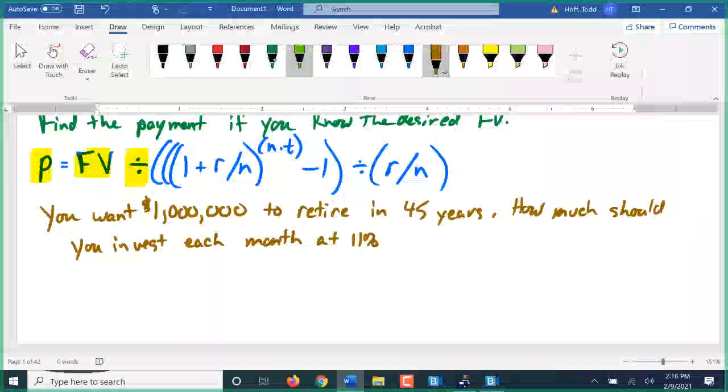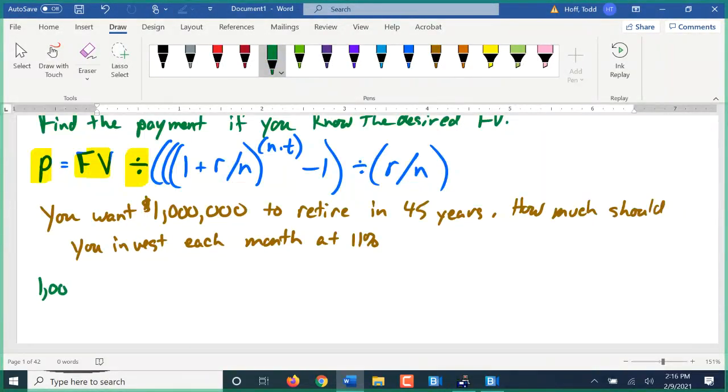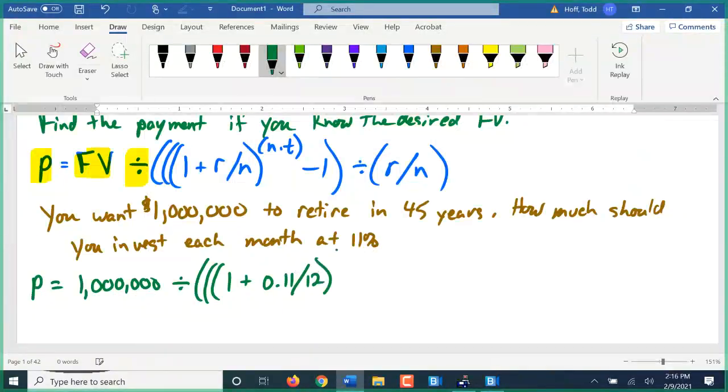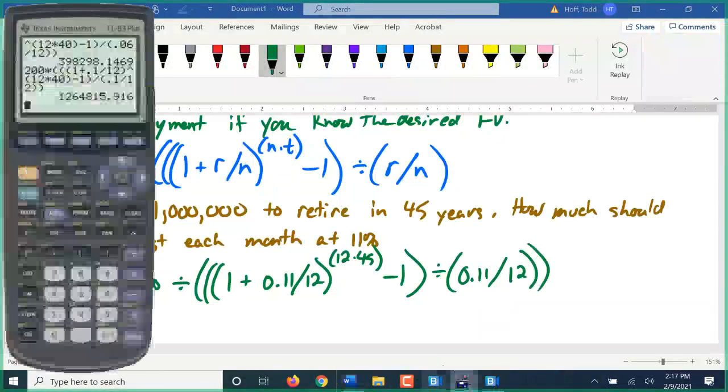We want $1 million. Oops. I showed up my payment is, we want $1 million in future value. It's divide now instead of times. 1 plus our rate of 0.11, and we're still paying in monthly, so we're going to divide by 12. The power of 12 times, it's 45 years now, minus 1. Close, divided by 0.11, divided by 12. Close and close. So put this in.